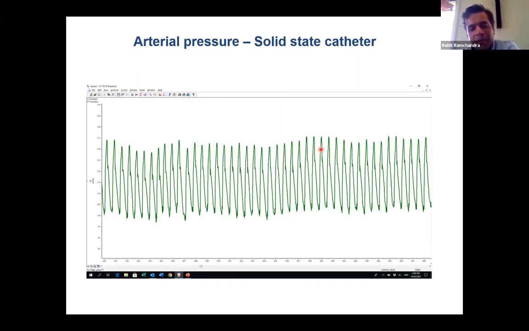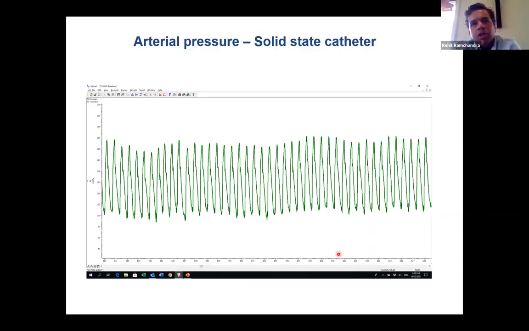Here is an example, and we've got numerous examples now because we've been using it for about the last maybe 2.5 to 3 years, of the arterial pressure profile in an animal where the probe was implanted about 10 days ago. One of the beauties of this is that once the arterial solid state pressure probe is implanted, you can get very high fidelity recordings of arterial pressure. You can see the dicrotic notch in pretty much every beat.